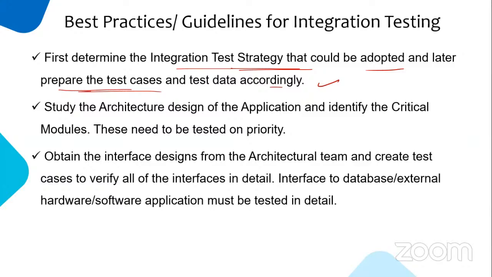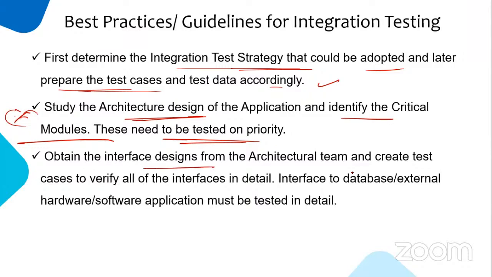Of course, in agile we are not going to write step by step. Again, it depends on the company, but you will get an idea how it needs to be tested. Another one: study the architecture design of the application and identify the critical modules that need to be tested. In the requirement phase itself, you will know which are the high priority modules. You can plan accordingly. Prototype means working product.